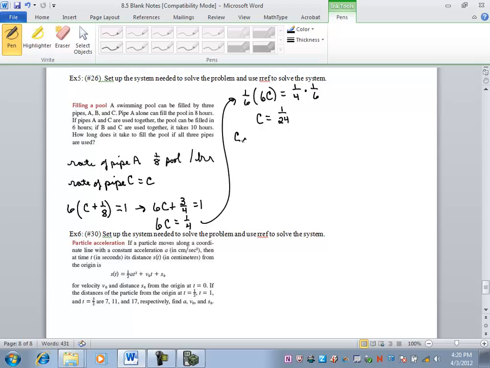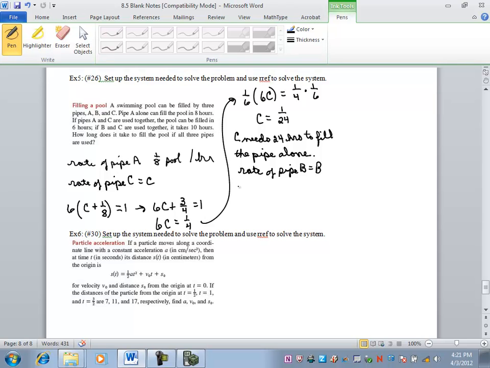C needs 24 hours to fill the pool alone. Now let's see what else it tells us. It says if B and C are used together, it takes 10 hours. Alright, well, let's let the rate of pipe B equal b.